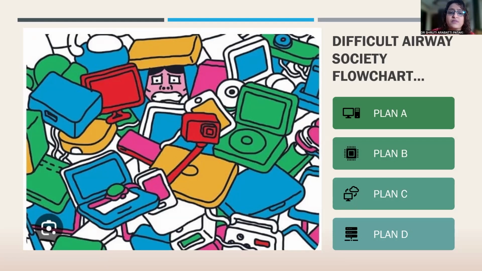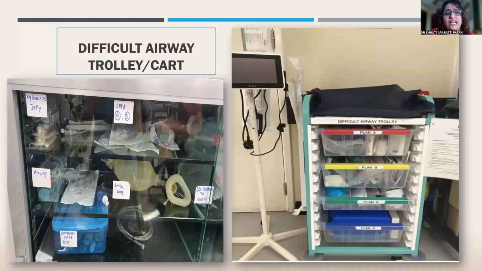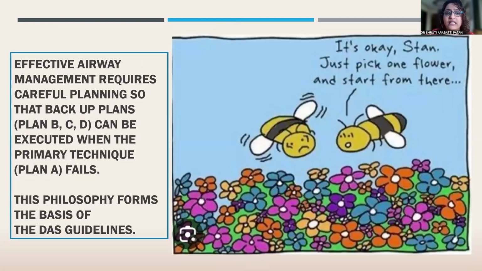So what we can do is break down a few of these algorithms into a very simple flow chart. Plan A, plan B, plan C, plan D. Your airway might look something like what is being shown in the picture here. Ideally, a difficult airway trolley or an airway cart should look like the one on the right side. You have everything segregated according to plan. Plan A ideally, and we start picking from one place and then take it forward. Effective airway management requires careful planning so that backup plans can be executed when the primary technique fails.